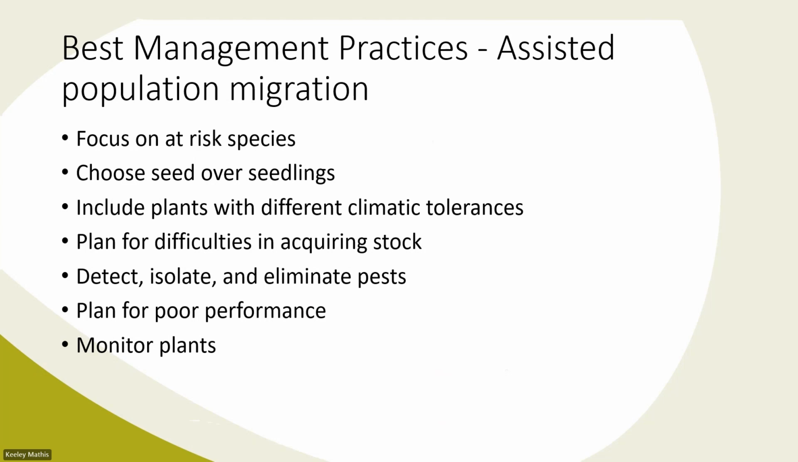Also, plan for poor performance of your assisted migrated stock. The way that we're going to do it is to increase density of our plantings and also to include some local seeders in case the assisted migrated stock fails. And then finally, before you even start planting, develop a monitoring plan so you can monitor your assisted migrated plants and adaptively manage your assisted migration program within your organization.